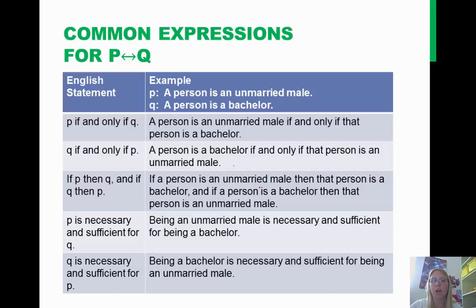If a person is an unmarried male, then that person is a bachelor. And if a person is a bachelor, then that person is an unmarried male. This is still P, if and only if Q. They can be written in any order. Being an unmarried male is necessary and sufficient for being a bachelor. Or being a bachelor is necessary and sufficient for being an unmarried male.